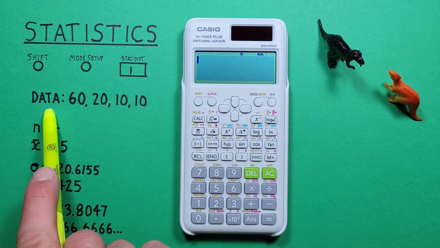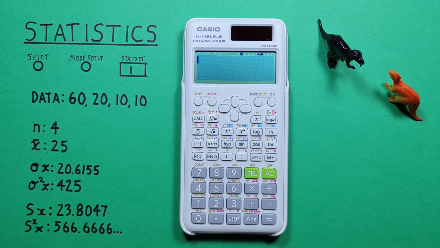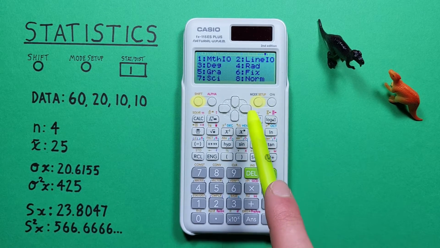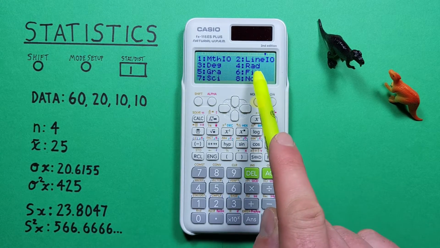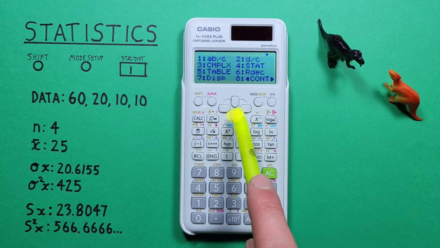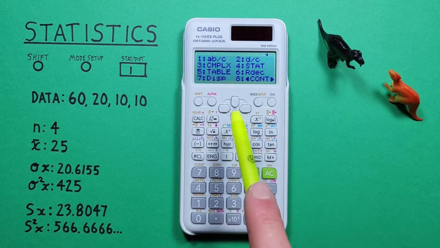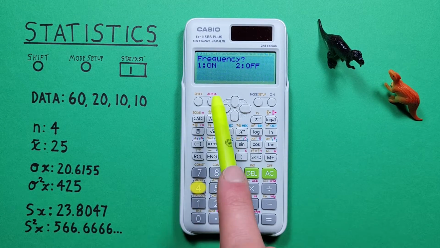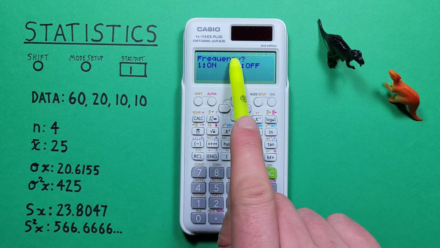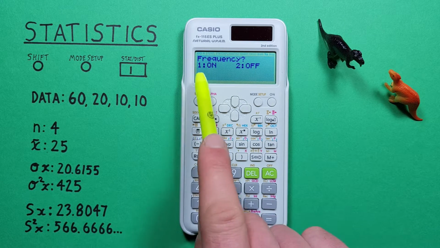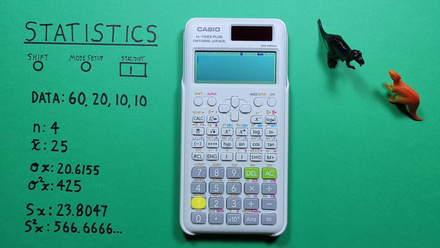Let's say we're given this data set and want to determine a number of statistics from it. The first thing we do is press Shift and then the Mode key. That brings us to this menu here, and if we scroll down once, we see number 4 here is stat. So we'll press 4. And then we have this question, frequency. Do we want it on or off? We'll want to turn that on. So we'll press number 1. And we're back to this main screen.